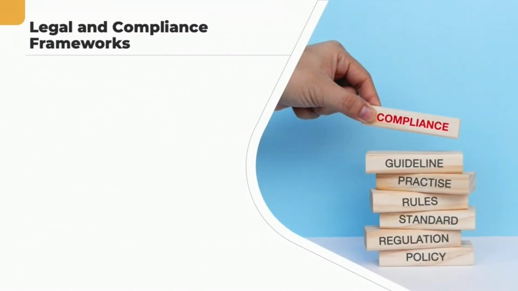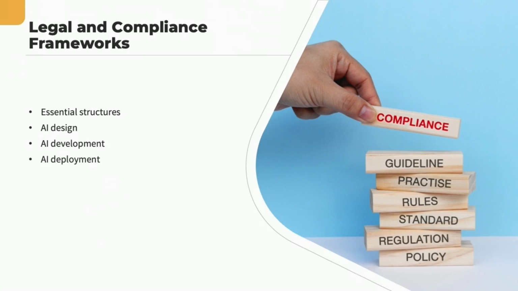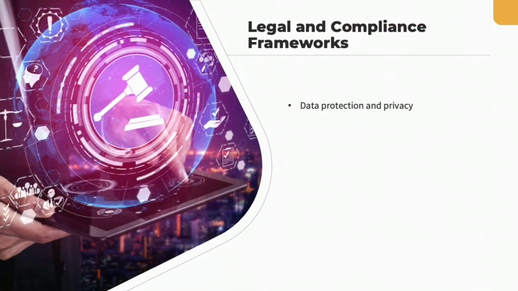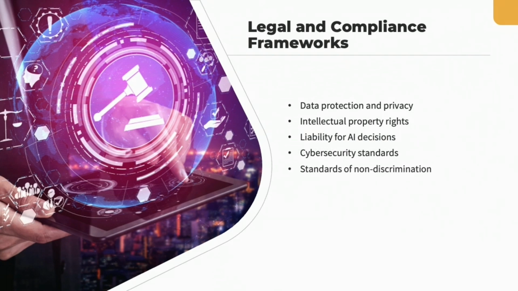Legal and compliance frameworks in the context of AI development are essential structures that govern how AI technologies are designed, developed, and deployed. These frameworks are typically established by regulatory bodies and are designed to ensure that AI systems adhere to legal standards, ethical norms, and societal values. They cover a wide range of issues, including data protection and privacy, intellectual property rights, liability for AI decisions, cybersecurity, and adherence to standards of non-discrimination and fairness.